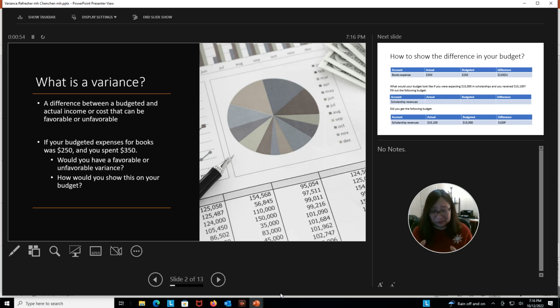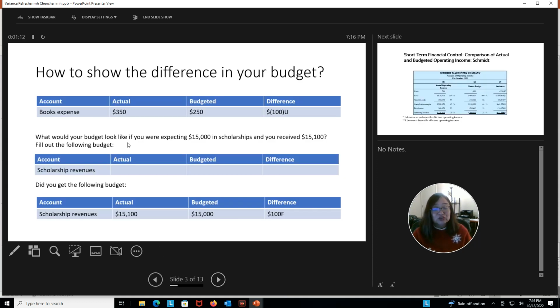Now let me just give you a simple example. Let's say you budgeted $250 for your books and you spent $350. So if you budget $250 and you spent $350, that is a $100 unfavorable variance. So I have this little chart that shows you that the book expense actual was $350, the budget was $250, and there is a $100 unfavorable variance. The U means unfavorable. The parentheses also mean it's a negative unfavorable variance.